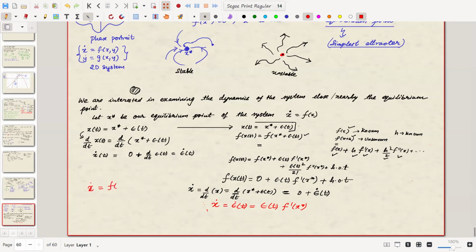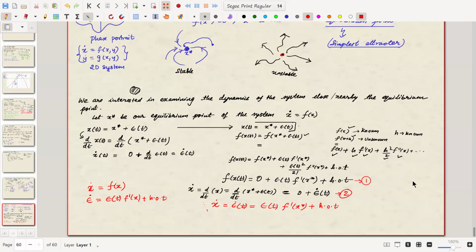X dot equals f of x, isn't it? From this equation 2, what did we get for x dot? Epsilon dot. So just put epsilon dot on the left. On the right hand side, f of x. What do you get for f of x here? f of x is epsilon t f prime of x star, plus higher order terms. Yes, I should respect the higher order terms. So you can see now that we have an equation totally in epsilon dot.